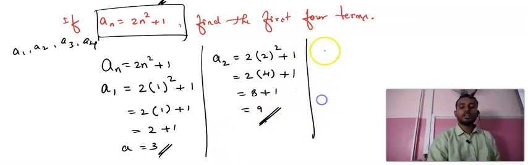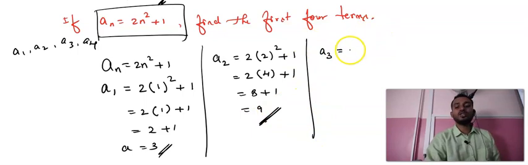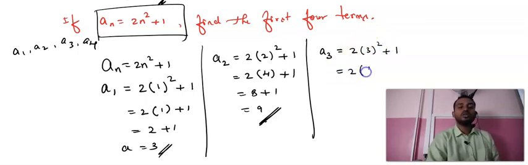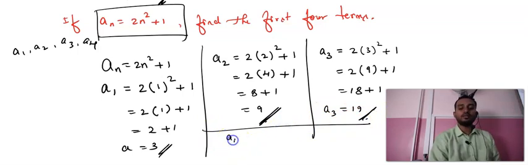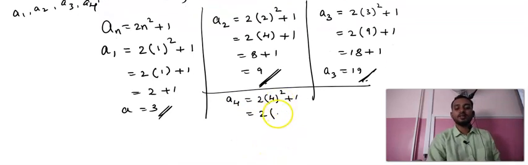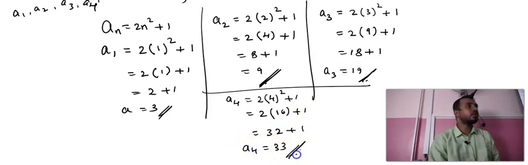Got it? Now can you tell me the third term? A3 is equal to 2 into 3 square plus 1. Next step, 2 into 9 plus 1. Next, 2 nines are 18, plus 1, that is 19. Third term. And what about the fourth term? A4 equals 2 into 4 square plus 1, which is 2 into 16 plus 1. 2 sixteens are 32, plus 1. How much? 33. So the fourth term is 33.